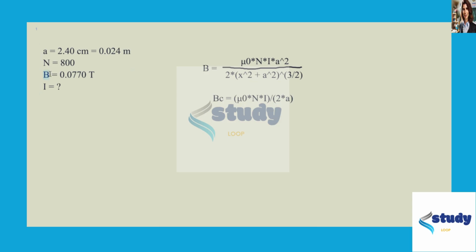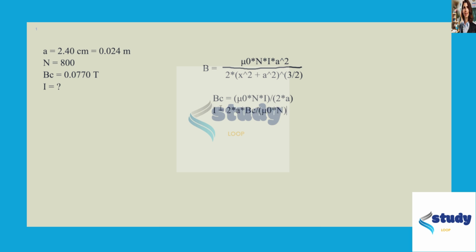because this indicates the magnetic field at the center of this coil. So technically what we're given here is BC, the magnetic field at the center. So now all we have to do is rearrange this to solve for I, because I is what we want. So we're going to end up with 2 times A times BC here when we multiply both sides by BC. That's going to be equal to our mu naught times N times I. And then to solve for I, we're going to just divide both sides by this factor mu naught times N. So we get over here mu naught times N, and this is our I. I'll just write this on the other side. So this is what we want to solve for.